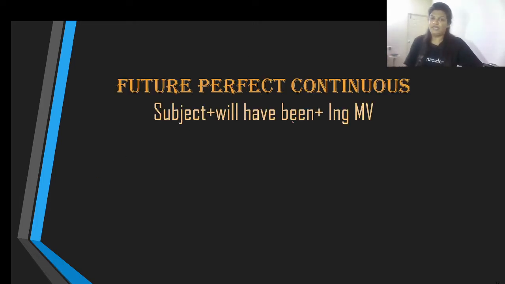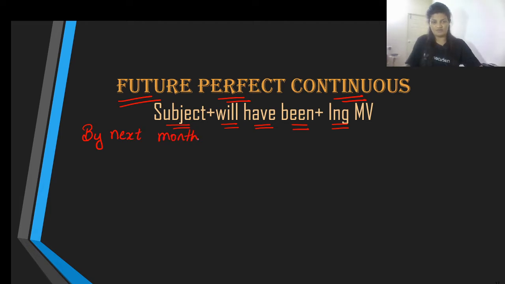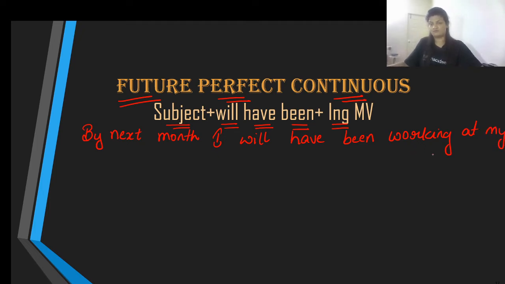All right. Subject will have been. Now, let us focus on future perfect continuous. Let us take the examples. I already told you that we begin the statement with subject, then will have been, and then the ing form. Now let us take the example: by next month, I will have been working at my new job. Full stop.